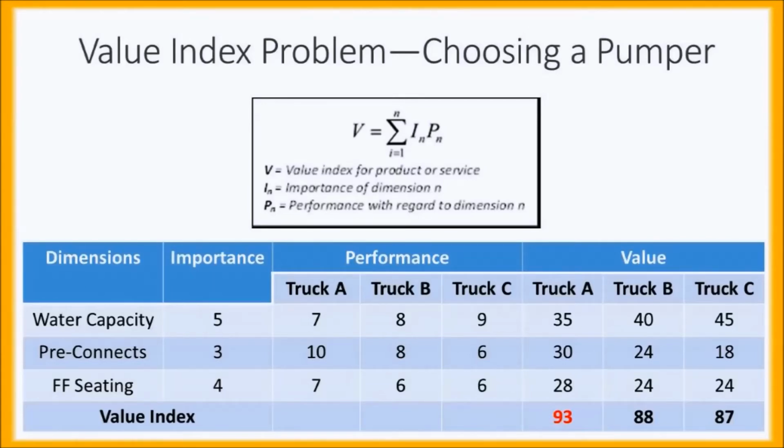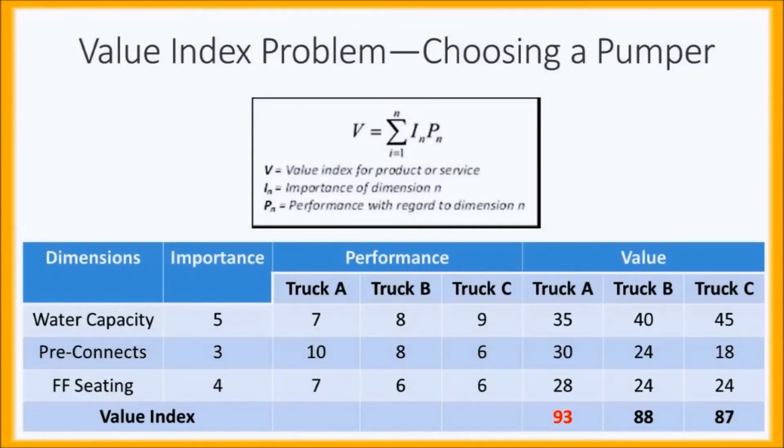for pre-connects. So truck B for pre-connects, let's find its value. The importance for pre-connects is a 3. The performance for truck B is an 8. So 8 times 3 is 24. That's where the 24 comes from. Same thing, for instance, truck A for firefighter seating. The importance is a 4. The performance is a 7.